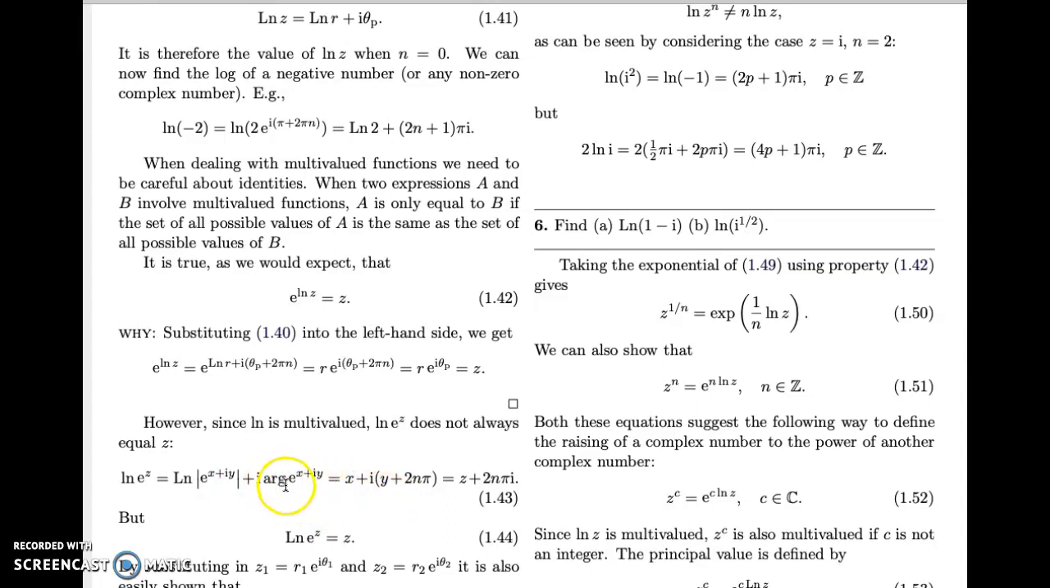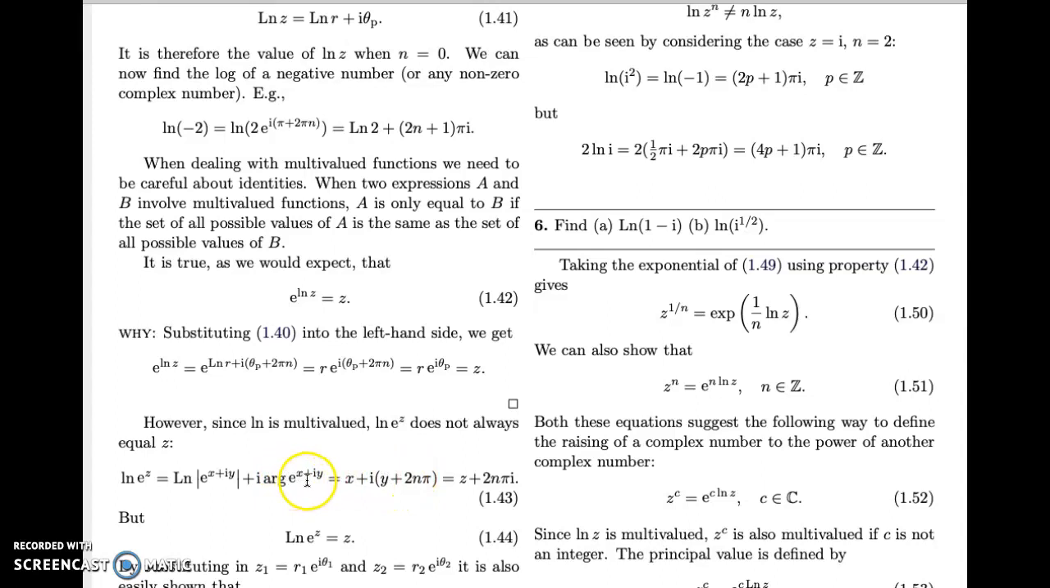But when we come on to the argument of e to the x plus iy, well, here we can ignore the e to the x because that's a real number. Just remember, e to the x plus iy is just e to the x times e to the iy. The e to the x bit is a real number, so we can ignore that, and we just get the argument of e to the iy. Now, the argument of e to the iy is simply y, but plus 2n pi, because we can always add an angle of 2n pi.